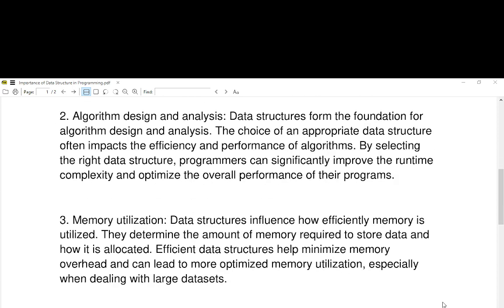Number three, memory utilization. Data structures influence how efficiently memory is utilized. They determine the amount of memory required to store data and how it is allocated. Efficient data structures help minimize memory overhead and can lead to more optimized memory utilization, especially when dealing with large data sets.